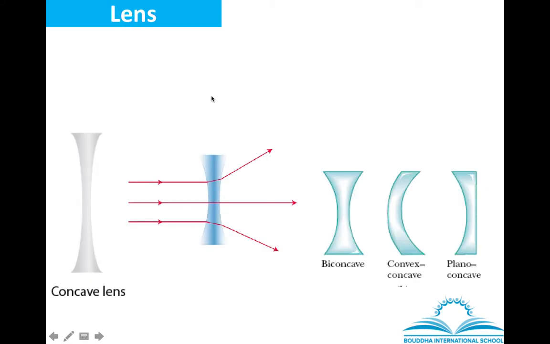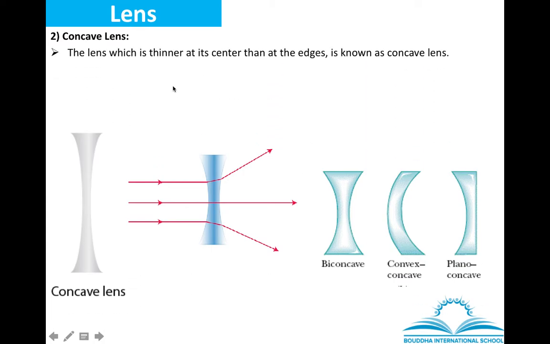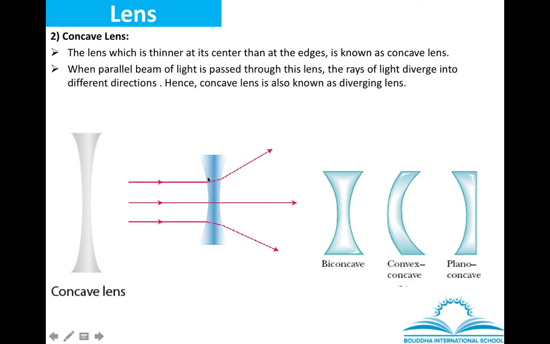Similarly, concave lens. So this is a lens where the center part is thinner and the edge is thicker. Such a lens is called concave lens. And when a parallel beam of light passes through it, the rays of light diverge into different directions. So since rays of light are diverging into different directions, it is also known as diverging lens.